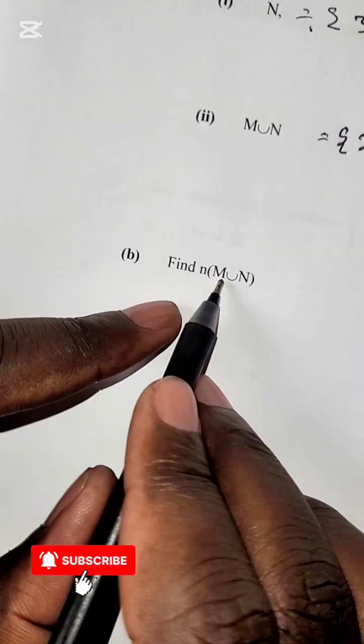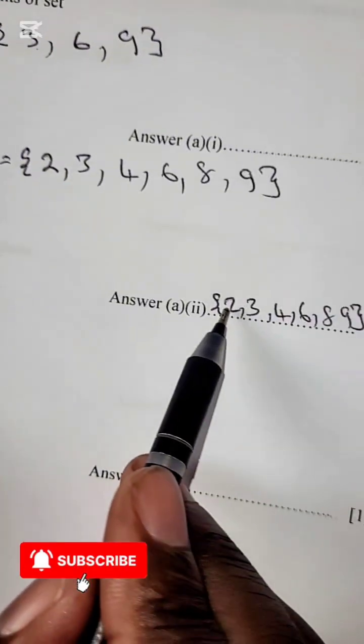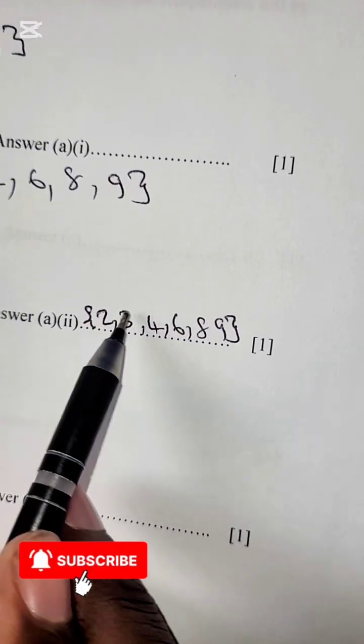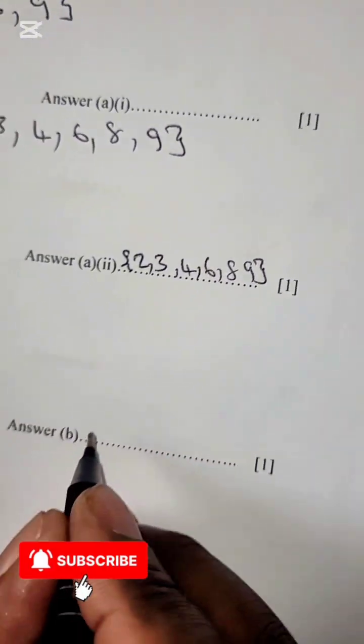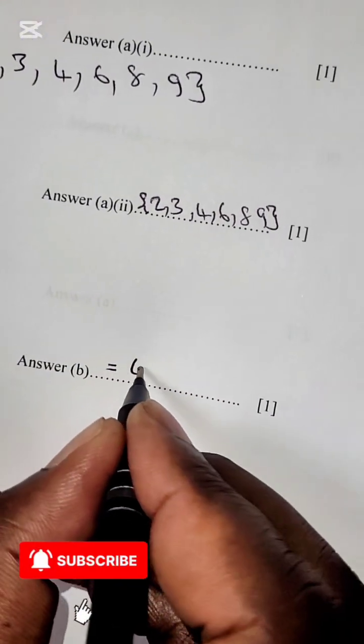So the number of elements in the set m union n: how many numbers do we have? 1, 2, 3, 4, 5, 6. So our answer is equal to 6.